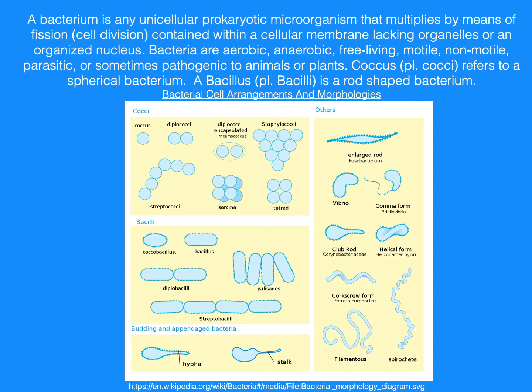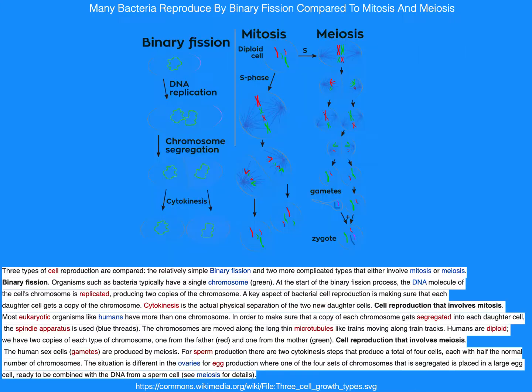Bacterial cell arrangements and morphologies chart. Many bacteria reproduce by binary fission. Illustration.